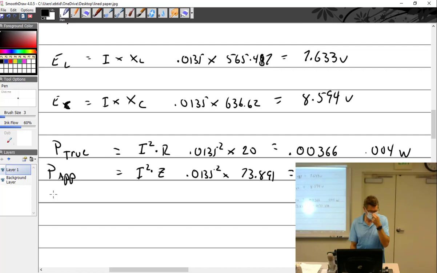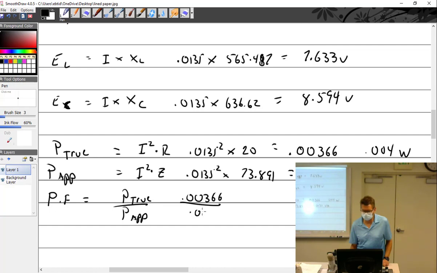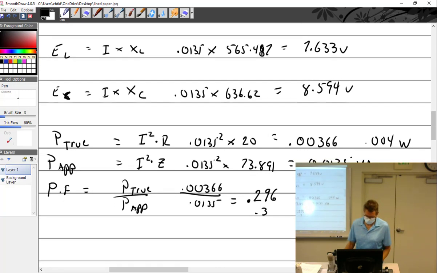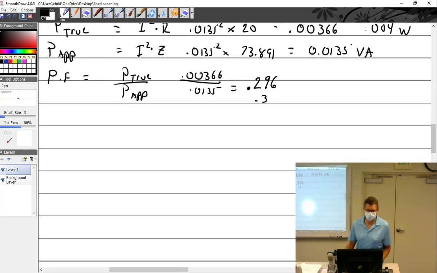All right, now we do the power factor, which is P true by P app. So it's 0.00366 divided by 0.0135 equals 0.296. Okay, about 0.296, about 0.3. We won't be getting too crazy with your rounding. All right. Now what? Angle. All right, we've got to have the angle on the dangle.